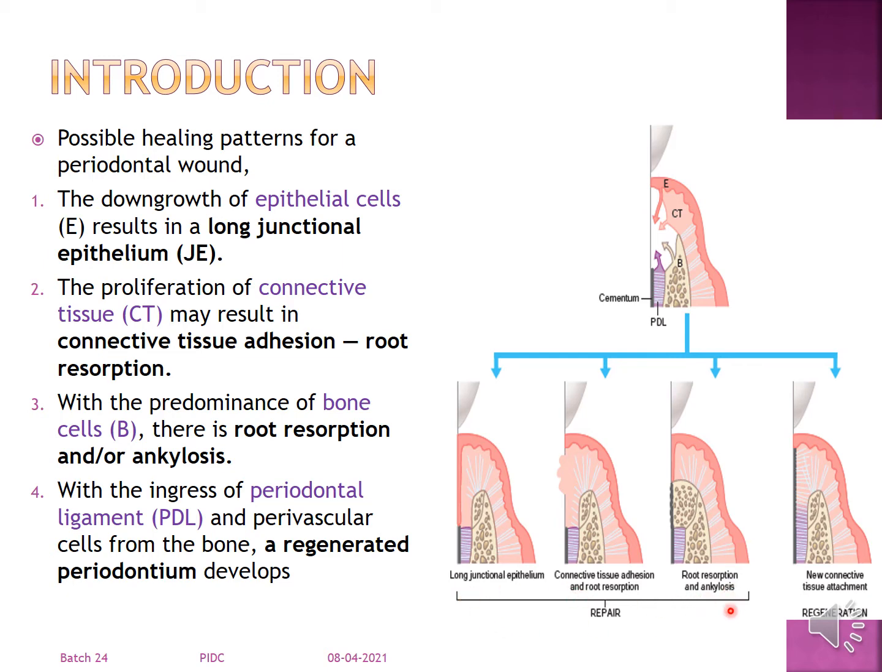So all these three are a part of just a repair process, and just reattachment would occur here. But only if the PDL cells are going to come into the place of your healed area, then you would have a new connective tissue attachment resulting in regeneration. So this is the ideal healing pattern which we would require.